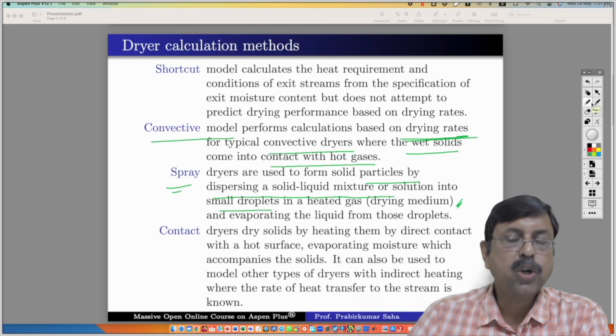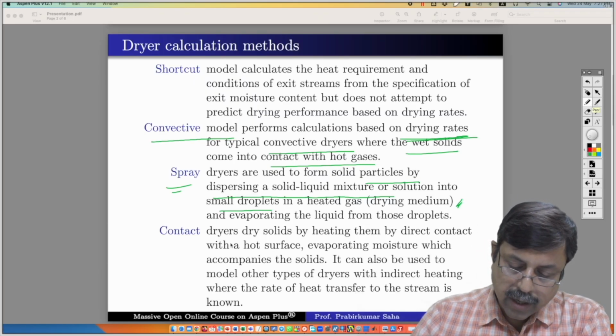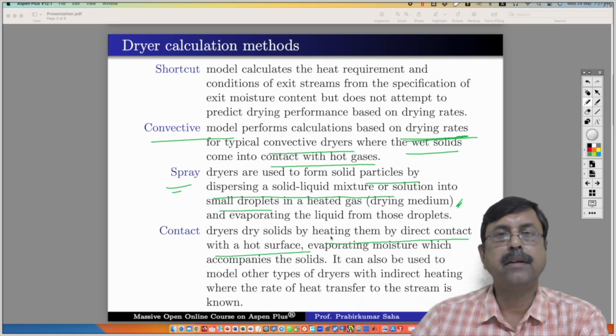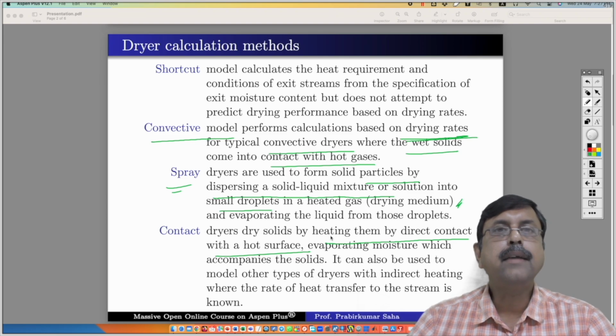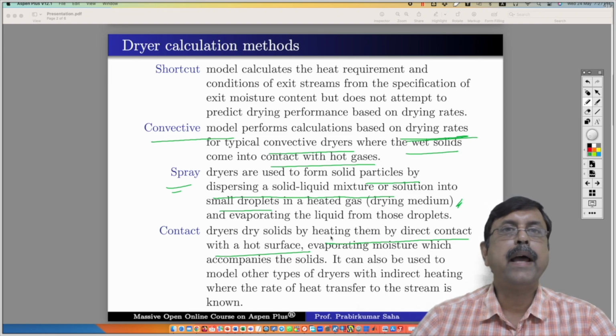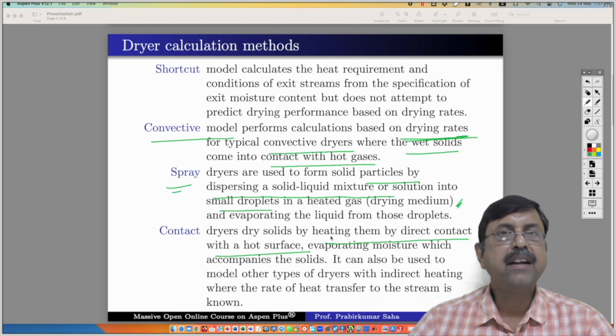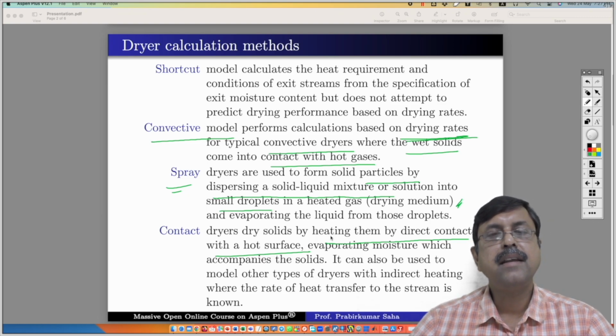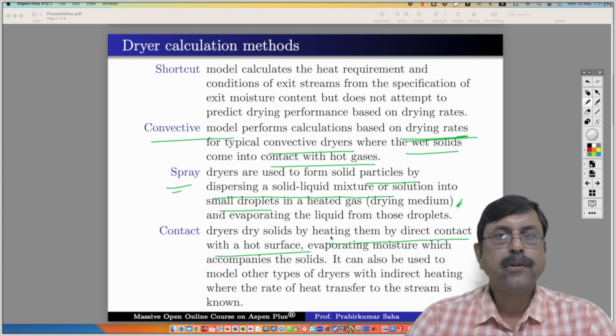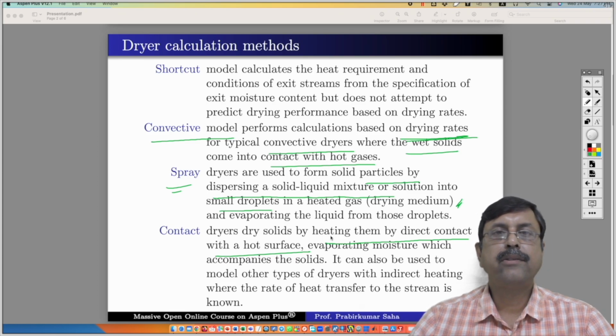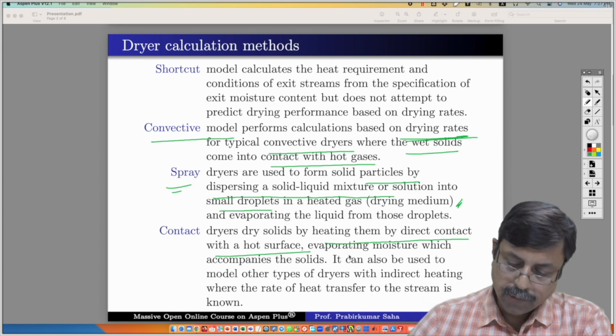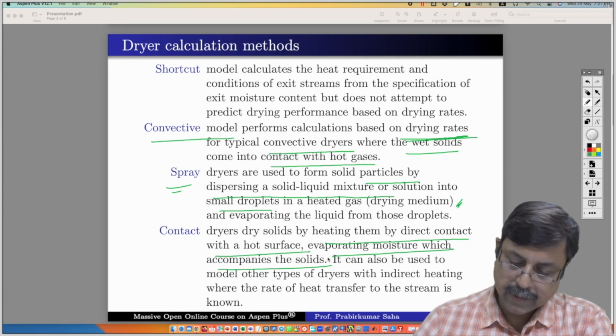And finally, the contact dryer. The contact dryer dries solids by heating them by direct contact with a hot surface. So in this case, the energy is supplied by the hot surface, and the hot surface radiates heat, and that heat is fed to the wet solid, and the moisture content of the wet solid is evaporated thereby. So evaporating moisture which accompanies the solid.